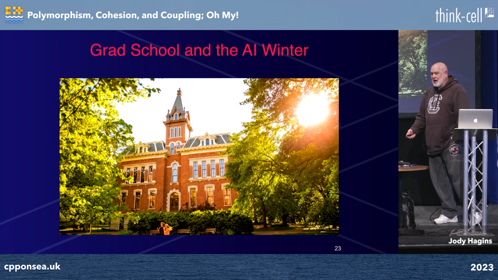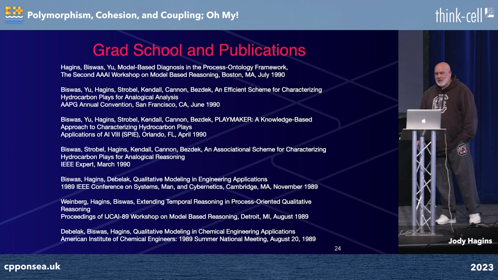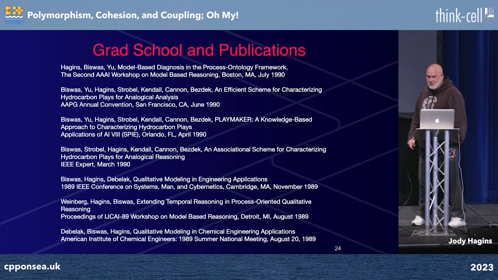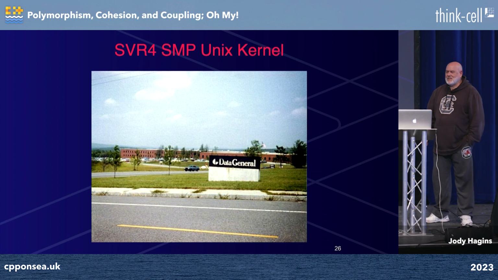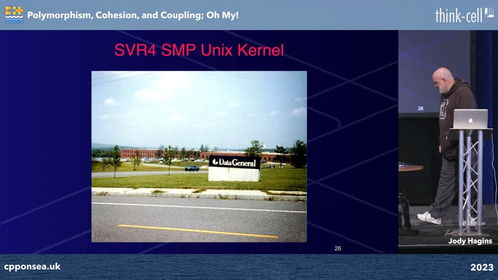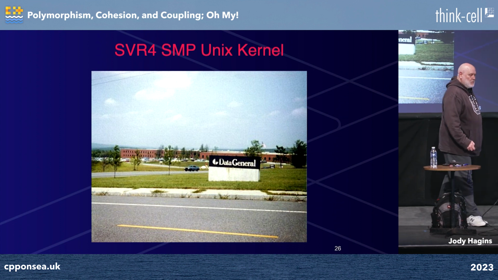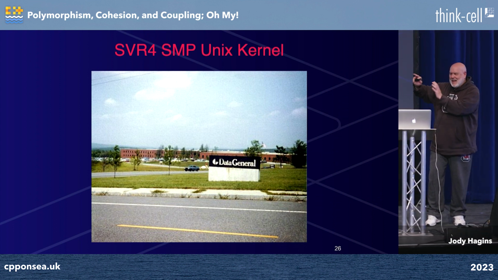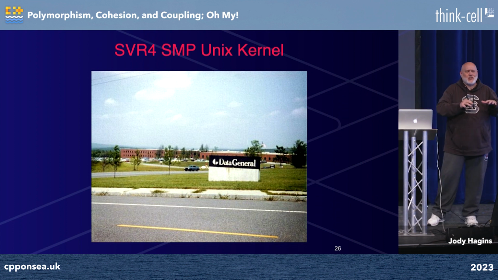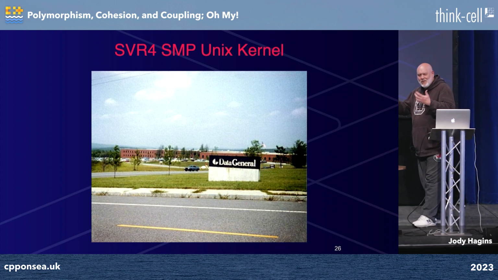In grad school, I was researching AI. Those are my papers that I published in less than 10 months. And then I won the lottery, I got married, I got out of grad school, and went to work for these guys writing Unix kernel code, which was my first foray into C, real C. We did what we called objective C, not what came to be known as Objective-C, more object-oriented C, where you take structs and you have functions. The first argument to every function is the pointer to the struct, things like that.